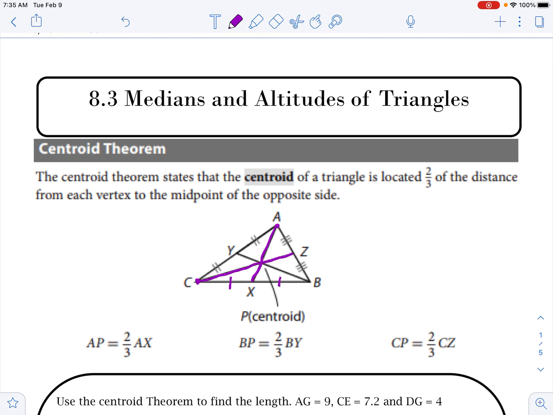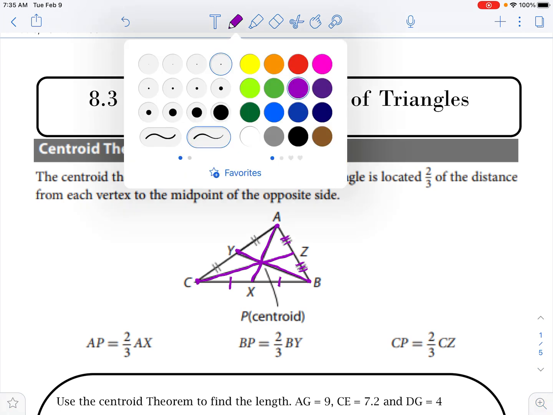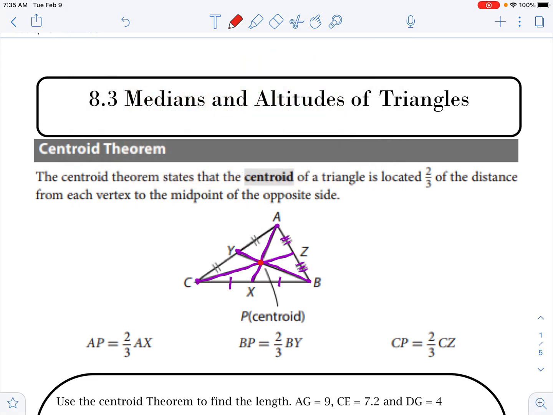C to Z starts at the vertex, goes to the opposite side, splits it into two equal parts, as you can see by those congruent markings, and then B to Y. So those are all our medians of a triangle. Where they meet is called the centroid, right there. So that's the centroid of it, where those three medians meet.